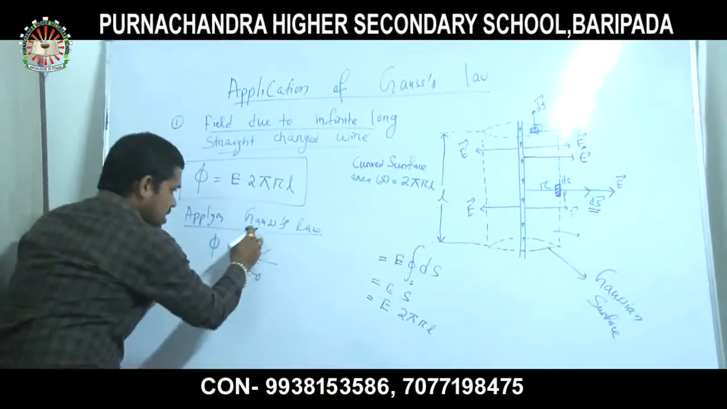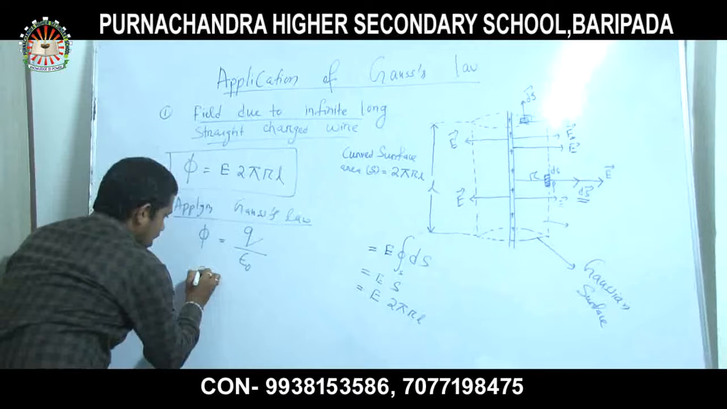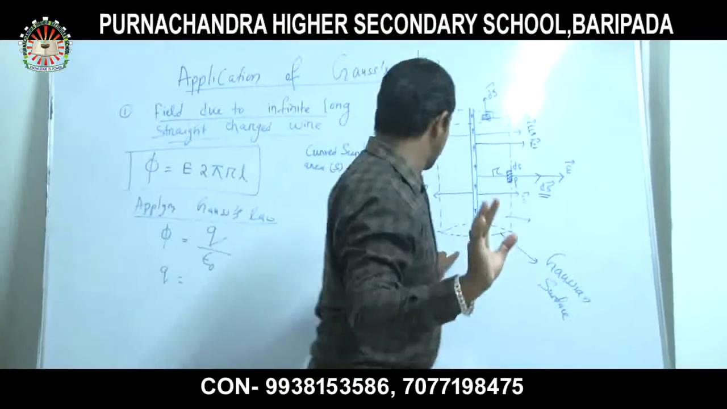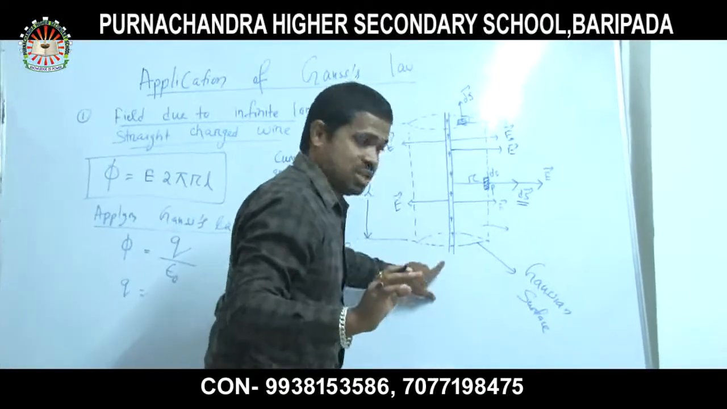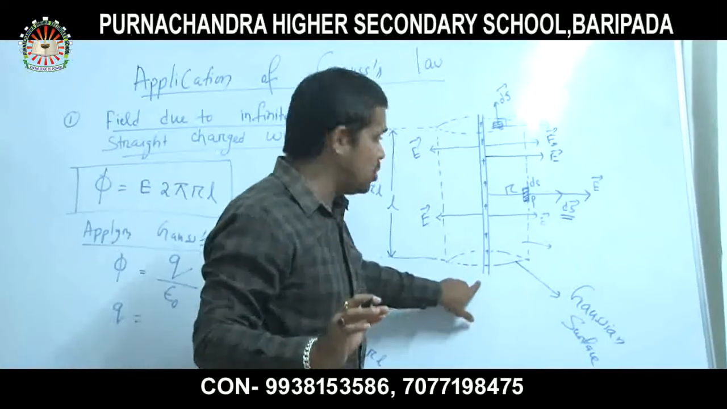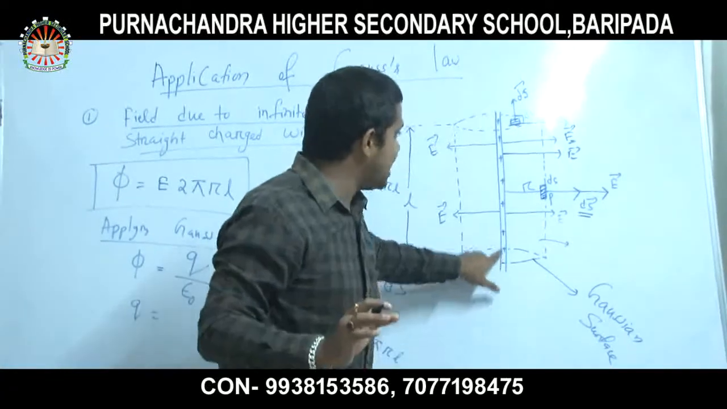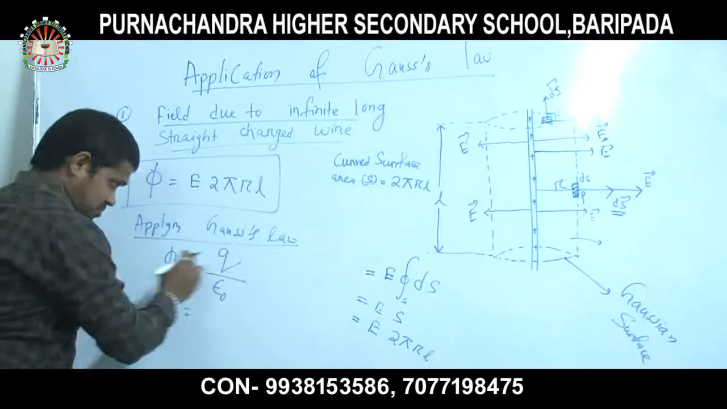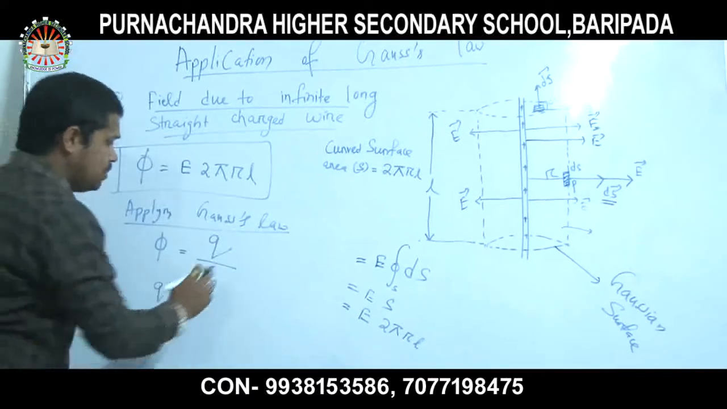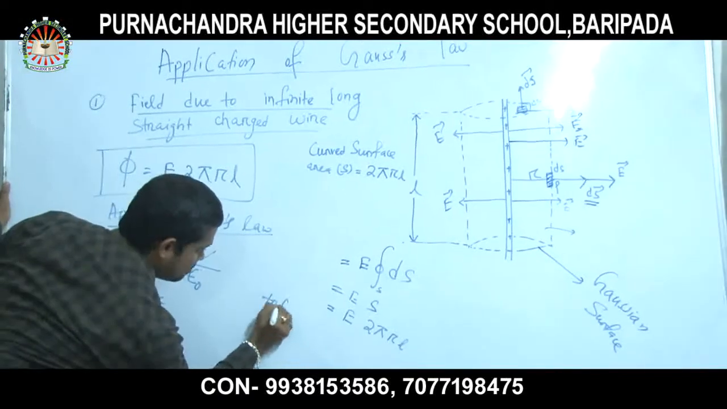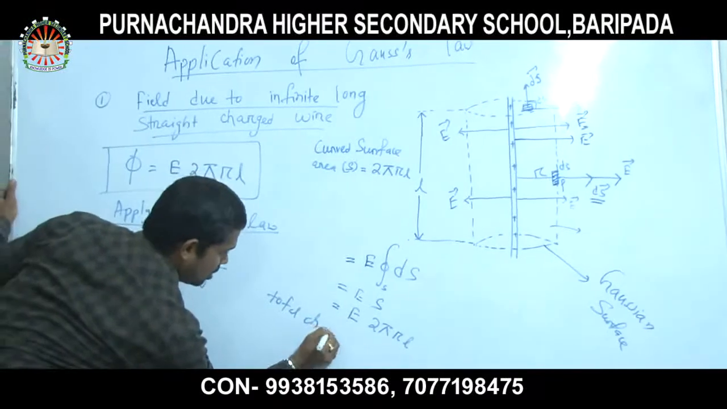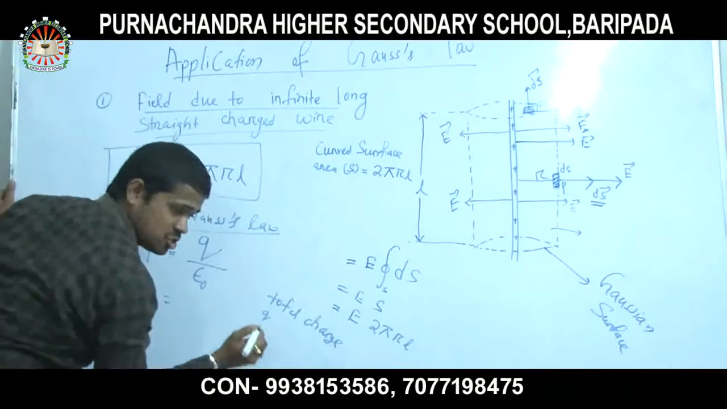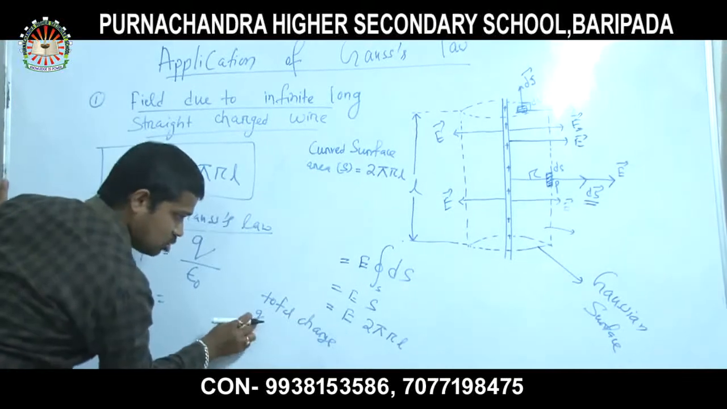Now come to this very important concept, q. Here q means a point charge, but here we are not taking a point charge. We are taking a line charge, that means a charge distribution, the line charge distribution. So what is the value of the total charge q? How to find out the total charge q?